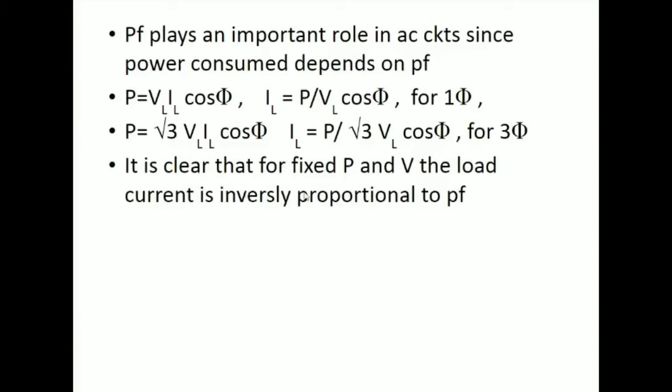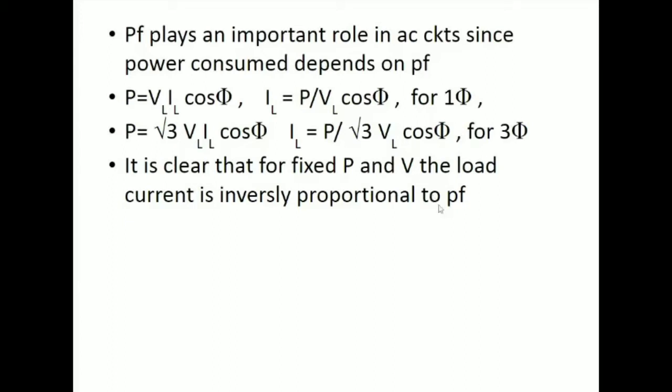Here we can see for fixed power and voltage, if we are considering power and voltage as constant, the load current is inversely proportional to power factor. That means as the power factor decreases, current increases. We know that power factor is given by cos phi and its value changes from 0 to 1. Minimum value of cos phi is 0 and maximum value of power factor is 1.